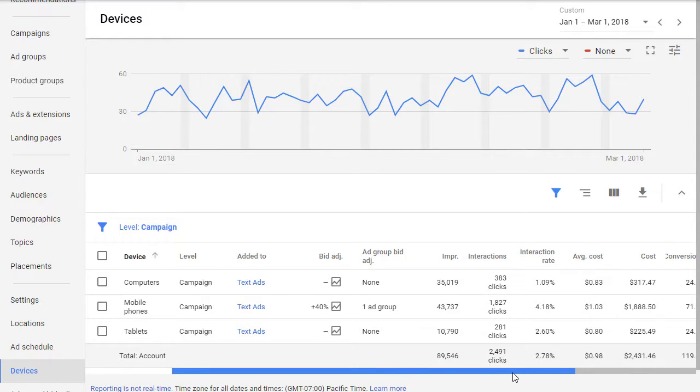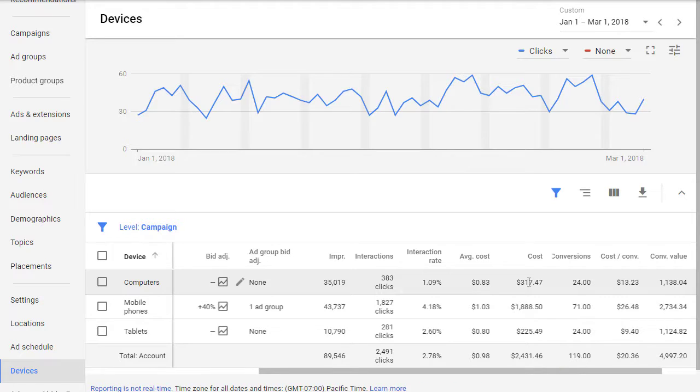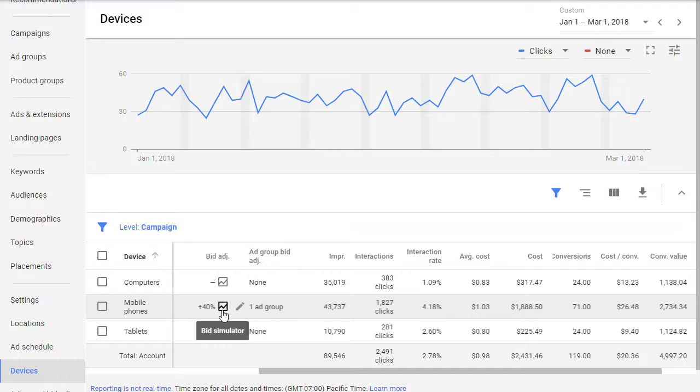So let's do a little bit of math here, and you can see that for computers, they've spent $317 and generated a conversion value of $1,138. So that's pretty good. That's a ROAS of over 3, so definitely profitable. But for mobile phones, they've spent $1,888 and had a conversion value of $2,734. So to be profitable, they would at least need a conversion value of $3,600. So they are actually losing money when people are clicking on their mobile bid adjustments.